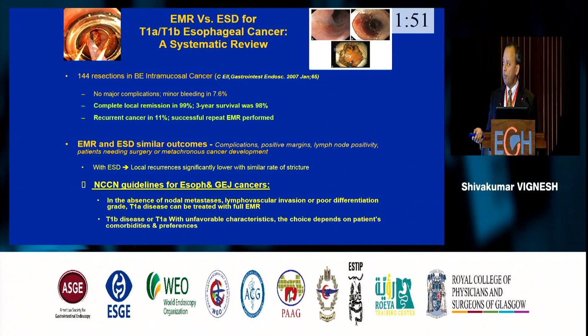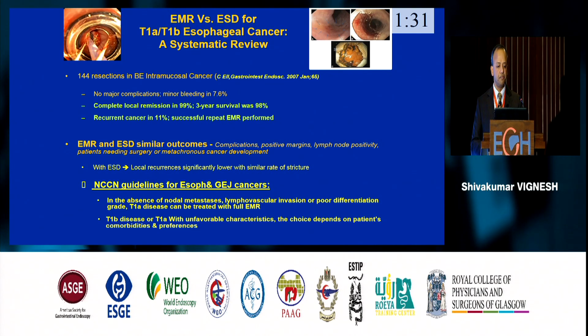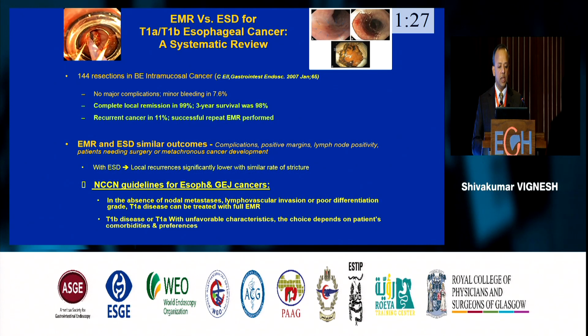The National Comprehensive Cancer Network guideline is that in the absence of nodal metastases, lymphovascular invasion, or poor differentiation, T1A cancer can be treated with full EMR. For T1B submucosal cancer or T1A with unfavorable characteristics, the choice really depends on the patient's comorbidities and preferences. So moving to the next part is ablation.